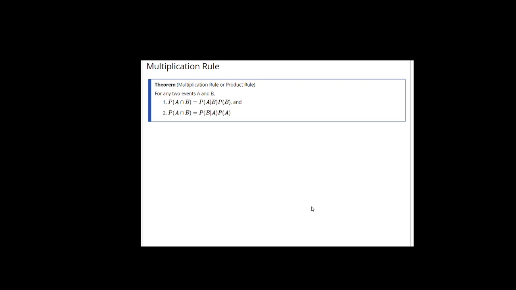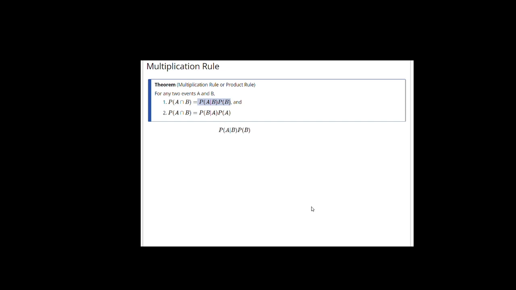The multiplication rule. For any 2 events, A and B, the probability of A intersect B is equal to the probability of A given B times the probability of B. Of course, we can reverse the role of these 2 events. The probability of A intersect B is also given by the probability of B given A times the probability of A. This is easy to show.